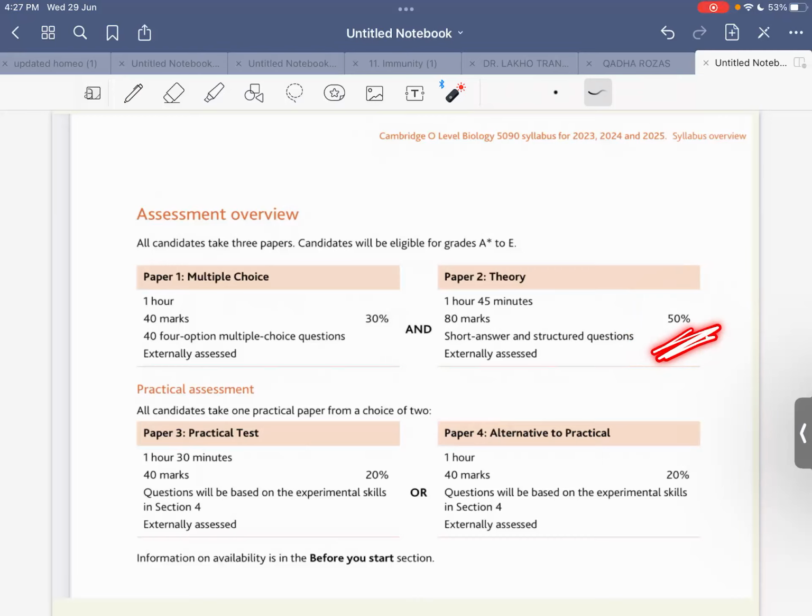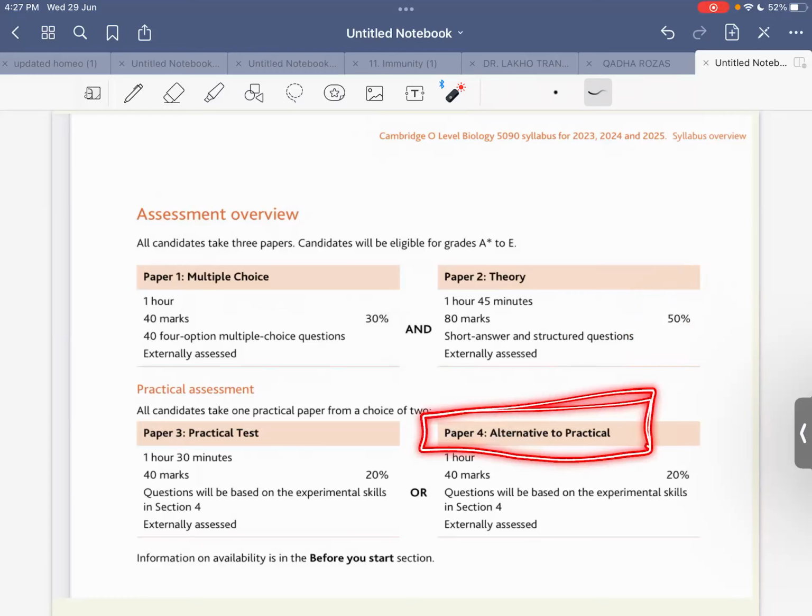It comprises short answer and structured questions, no essay questions. And last of all is paper 4, which is the alternative to practical. In short, we also call it ATP, which comprises 20% of the weightage of the total paper, in which the questions that are asked are based on experimental skills in section 4.